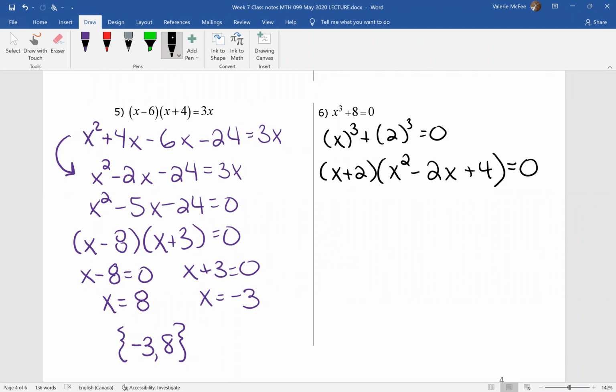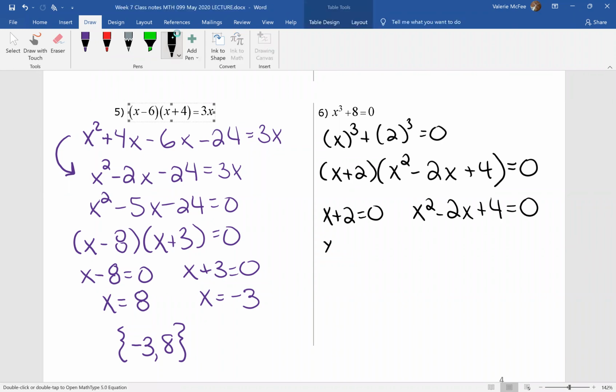Now, here's what we know. We know that that trinomial can't be factored any further. But I have 2 equations now that could equal 0. In the first equation, we see that x equals -2. What we're going to see as we talk more about solving quadratic equations is that this one cannot be factored. And in fact, it is a prime trinomial.